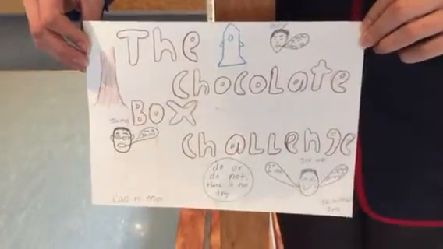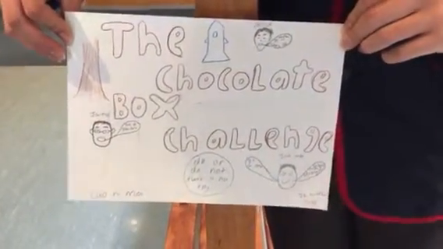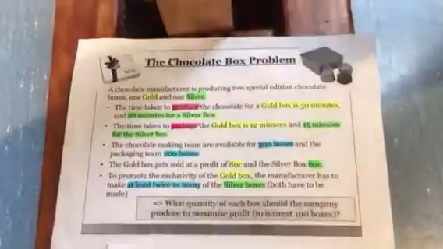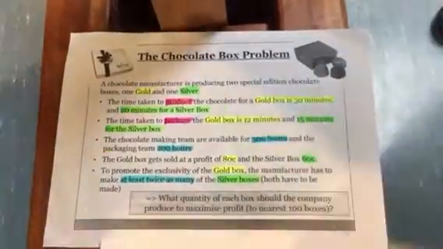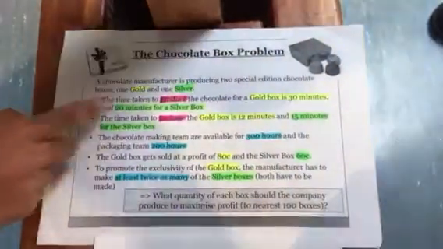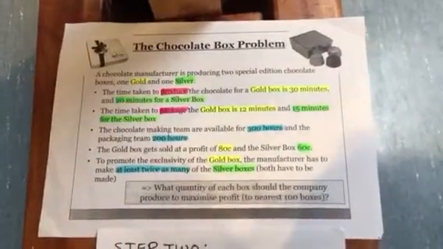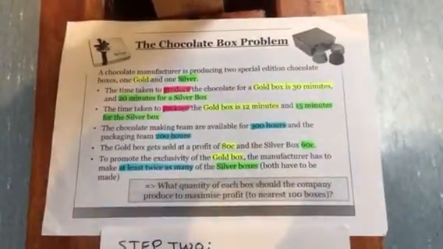Hi, we're going to show you how to solve the chocolate box challenge in 6 steps. You want to start out by reading the question and highlighting the key points. Like we've highlighted the information about the gold chocolate in yellow and the one about the silver in green.